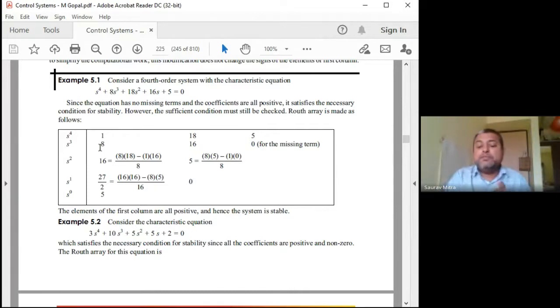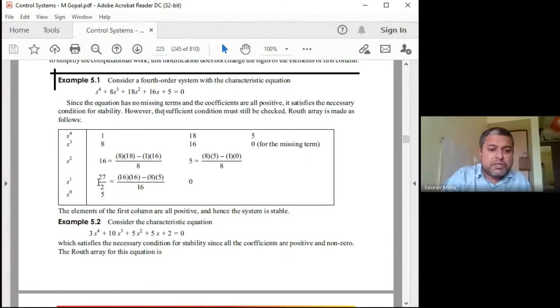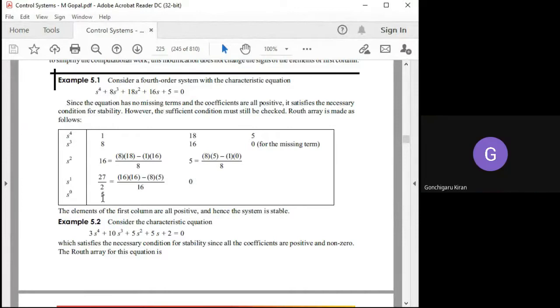And the rule is, Sir, how do we calculate S0? S0 is 27 by 2 multiplied by 5 minus 16 into 0, divided by 27 by 2. Same rule, 27 by 2 multiplied by 5 minus 16 multiplied by 0. So 16 multiplied by 0 is 0. So it is 27 by 2 multiplied by 5 divided by 27 by 2. That means 5 is remaining. Understood? Yes, sir.